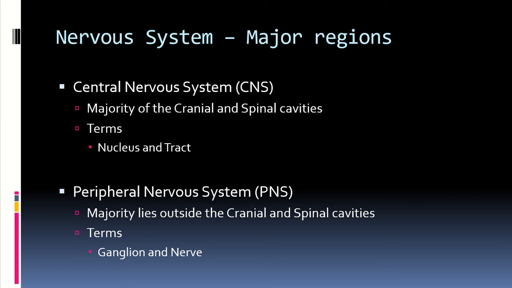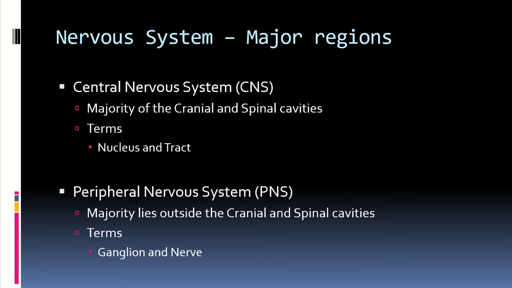Hello, Bio 130 students, and today we are going to do the nervous system, part 1. The nervous system consists of, for this class, two main regions, which are the central nervous system and the peripheral nervous system.